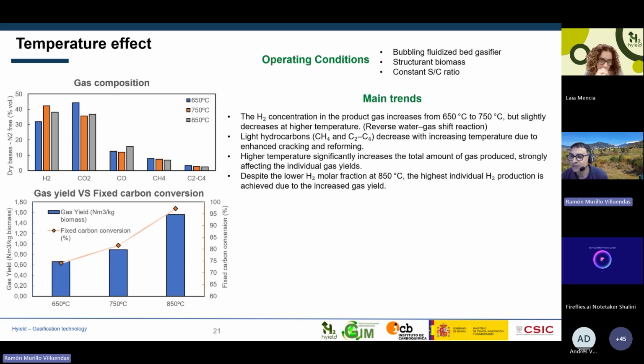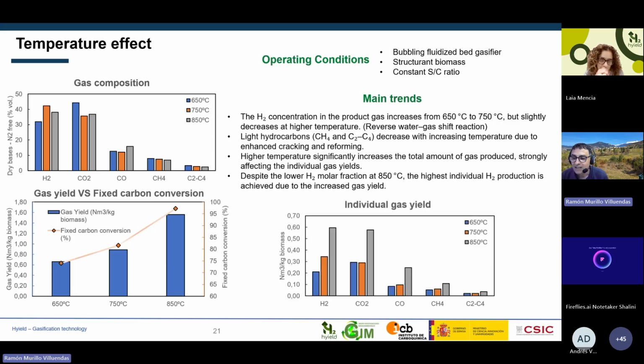observed. This is directly related to the higher fixed carbon conversion achieved at elevated temperatures, indicating a more complete conversion of the solid phase. As a result, although the hydrogen molar fraction is slightly lower at 850 degrees, the strong increase in total gas yield has a major impact on the individual gas production. Consequently, the highest absolute hydrogen production is achieved at the highest temperature studied. Overall, increasing temperature clearly improves gasification performance, enhancing gas quality and conversion efficiency.